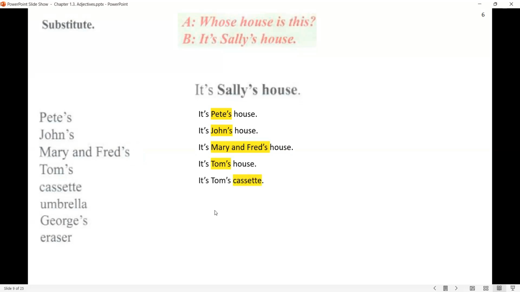Cassette. It is Tom's cassette. Umbrella. It is Tom's umbrella. George's. It is George's umbrella. Eraser. It is George's eraser.